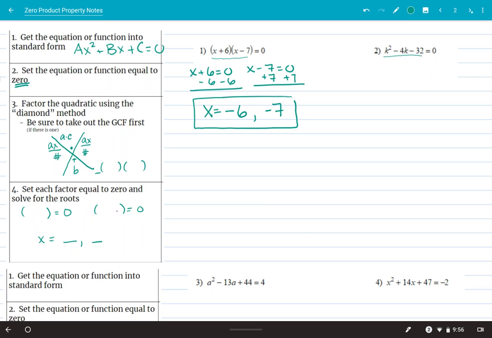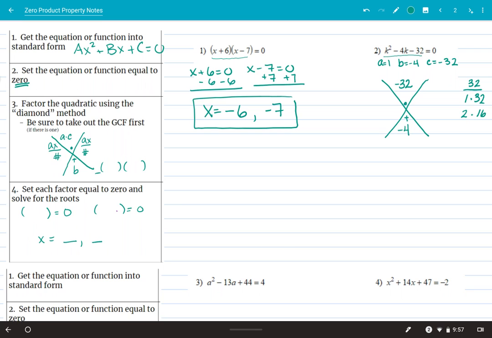Now number 2, this one's not in the form we want it, so it is equal to 0. So 1 and 2 are already done. Now step 3, we want to do the diamond form. So A is 1, B is -4, C is -32. Do your diamond. So A times C goes on top, B goes on the bottom. Trying to figure out what multiplies to it and what adds up to it. So remember, I like to go onto the side. 1 times 32, 2 times 16.